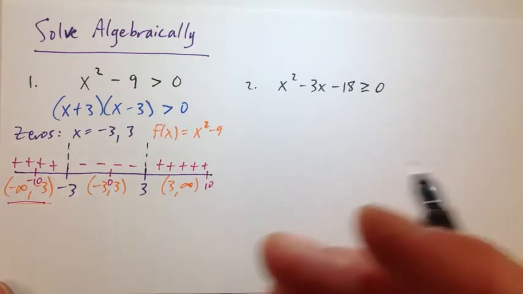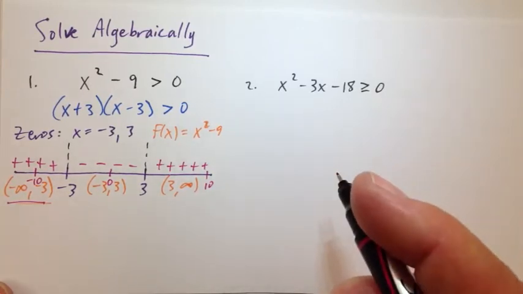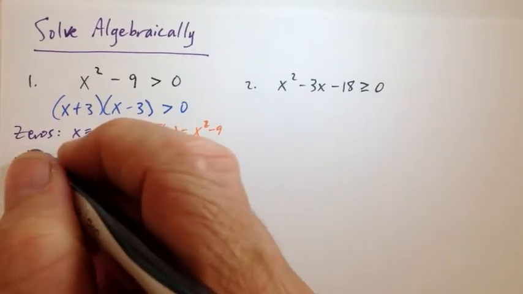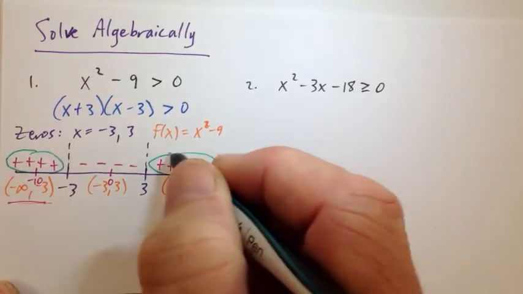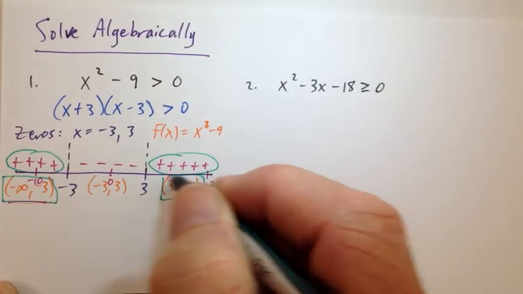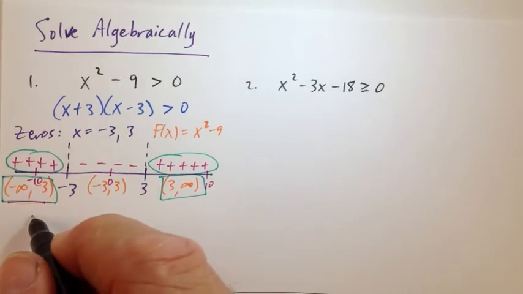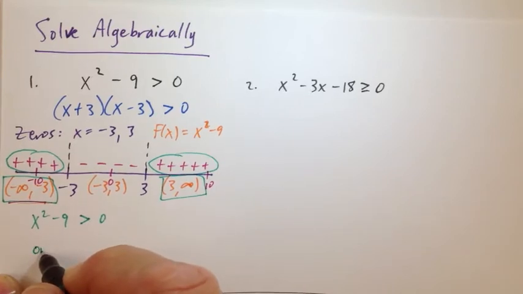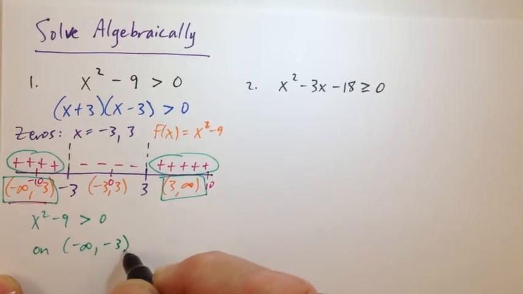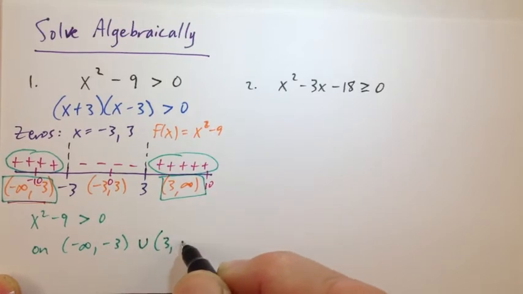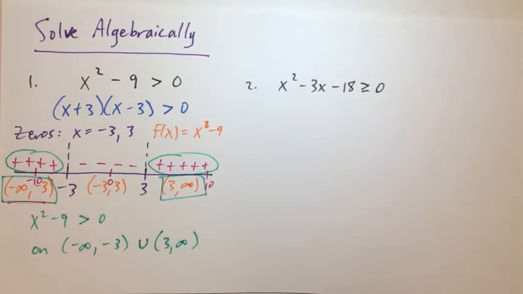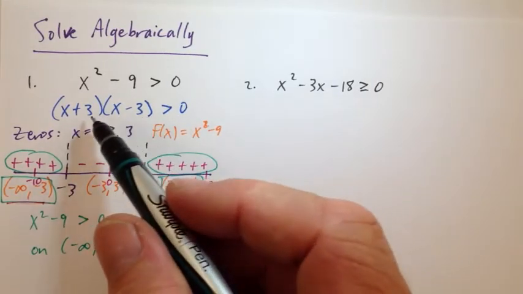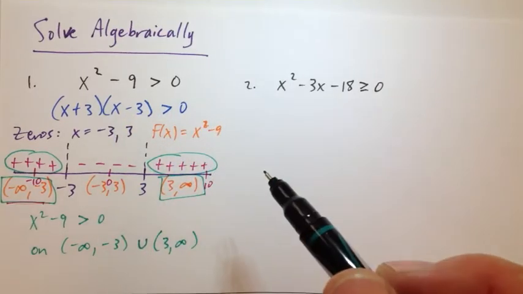So without graphing it, we already know that the function's values are going to be positive on this interval here and this interval here, which we already have written out. So we would say that x squared minus 9 is greater than 0 on the interval from negative infinity to negative 3, combined with the interval from 3 to infinity. Whatever you do, please do not say x is greater than 3 and negative 3, because that's the common mistake students make.